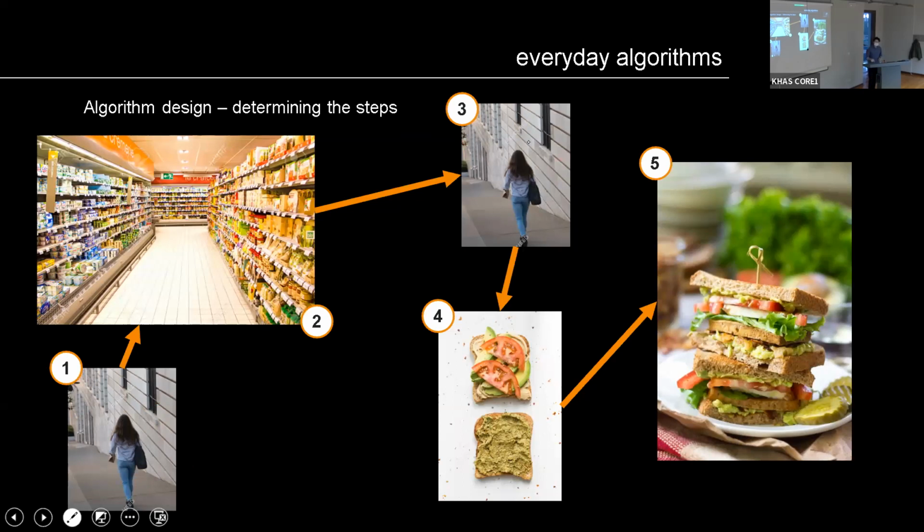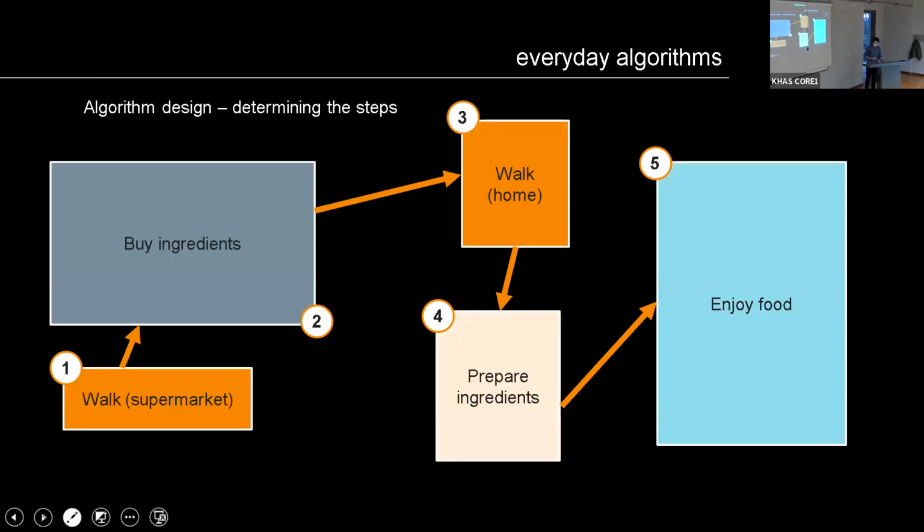Actually, these are the same pictures, but it should be different directions. Then come home, prepare the ingredients, make the sandwich and enjoy it. These are roughly the steps that you should be following. And if you just turn it into plain language, you walk to the supermarket, you buy ingredients, you walk back home, you prepare ingredients, and you enjoy the food.